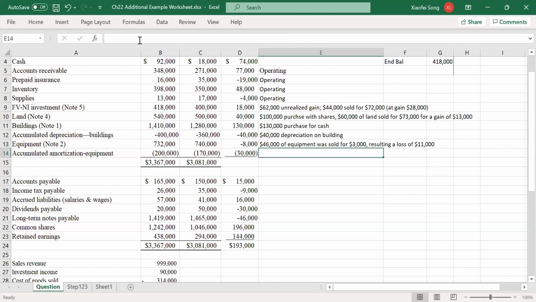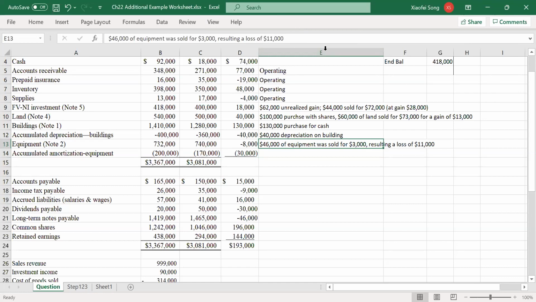Okay, so the 11,000 should be added to the operating activity part because that was subtracted, right? And then this 3,000 goes into the investing part. However, that doesn't explain the only 8,000 decrease. So that implies new equipment was purchased, right?